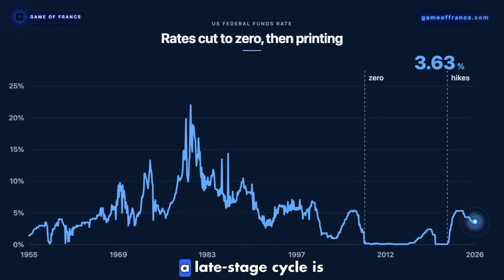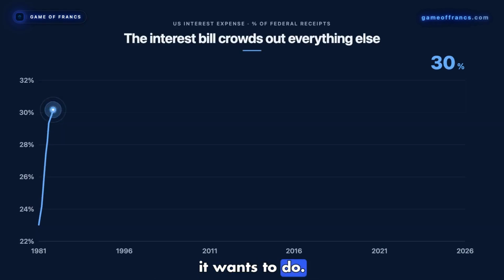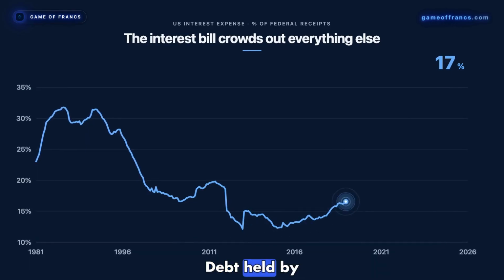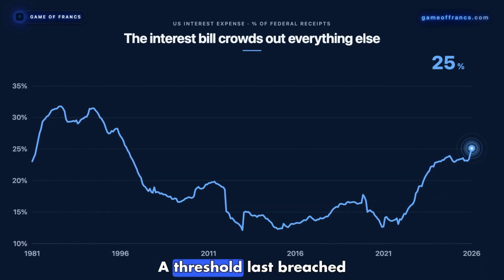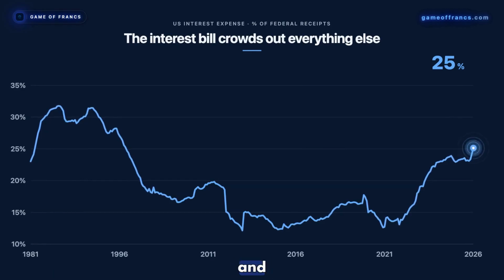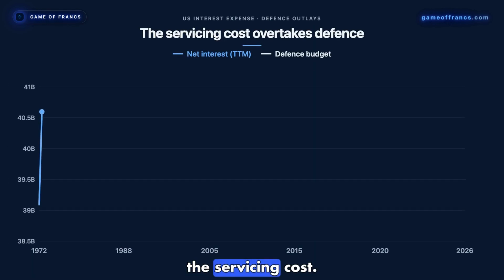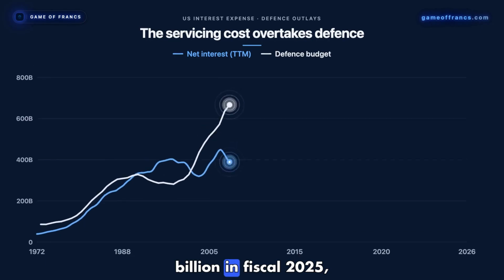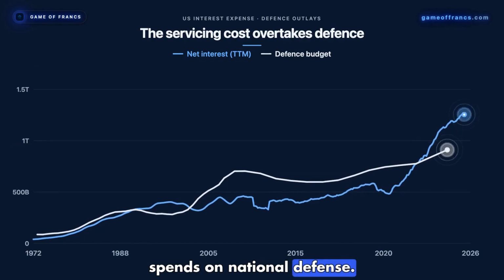The telltale signature of a late-stage cycle is a government whose interest bill starts crowding out everything else it wants to do. The United States is now well inside that signature. Debt held by the public crossed 100% of GDP in early 2026, a threshold last breached at the end of the Second World War, and gross federal debt reached roughly 123%. But more telling than the level is the servicing cost. U.S. net interest ran close to $950 billion in fiscal 2025, now exceeding what the country spends on national defense.